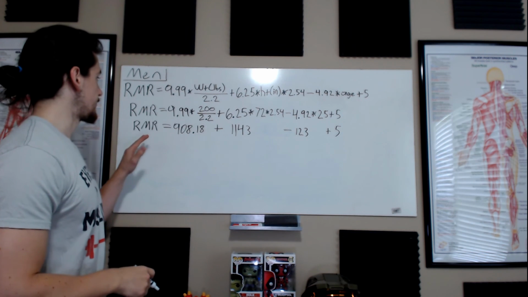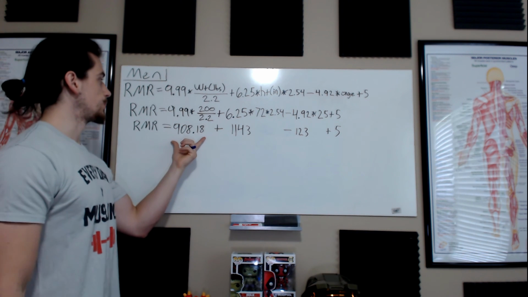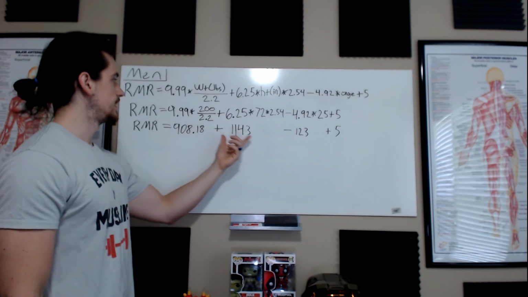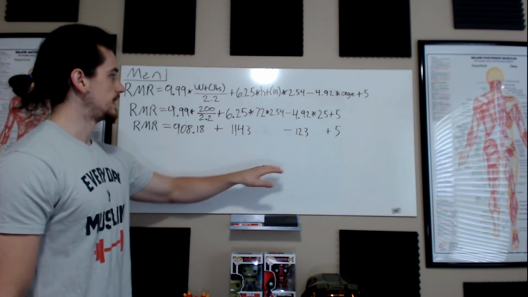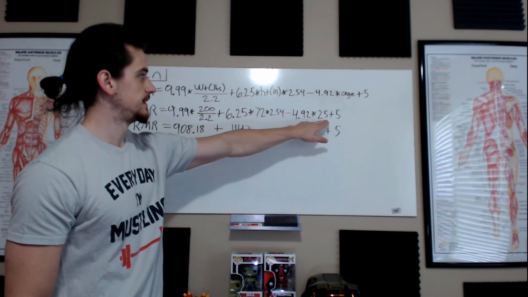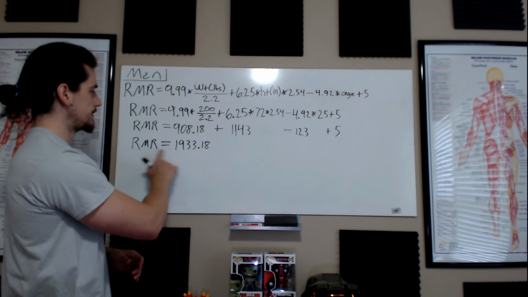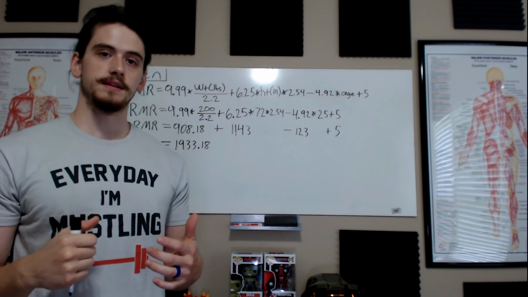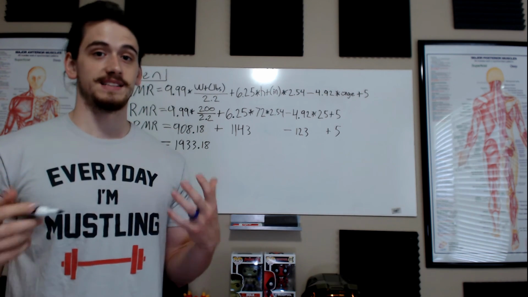So here we have our resting metabolic rate is 908.18, which comes from this part right here. And then we have 1143, which comes from this part right here. And then we have minus 123, which comes from this. And then we just brought down that 5. If we add all of that together, we come out with 1933.18 calories. And keep in mind, like I said a minute ago, that is the resting metabolic rate, so that does not factor in activity level.